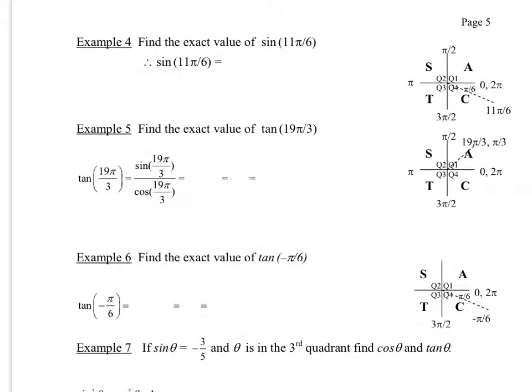We can do similar things up here. Here we're asked to find the exact value of sine of 11 pi over 6. Now 11 pi over 6 is way down here. So that's going to be similar to the sine of pi over 6, which is way over here. Except that since it's down here, and since the sine is negative down here, we're going to have to make it negative. So it's going to be negative sine pi over 6. Therefore, it's going to be equal to negative a half.